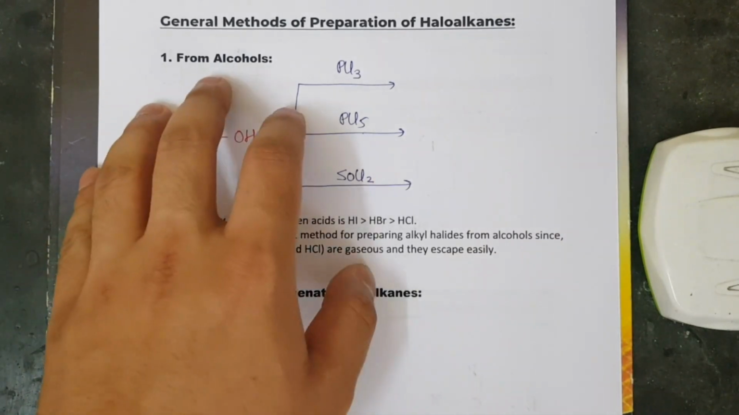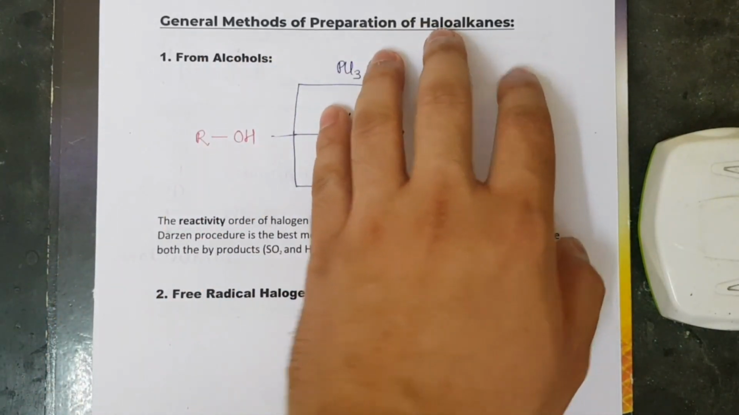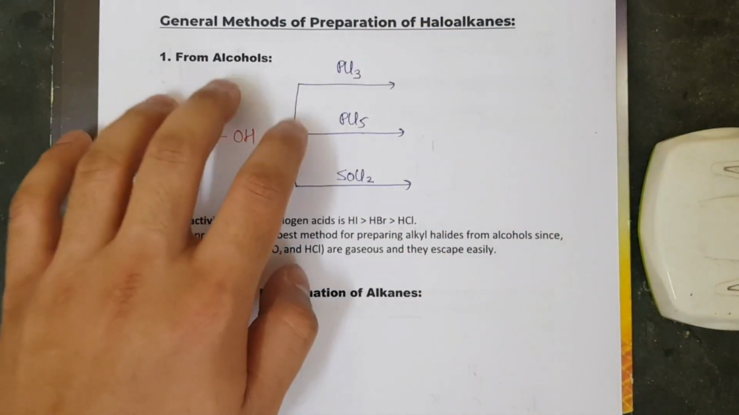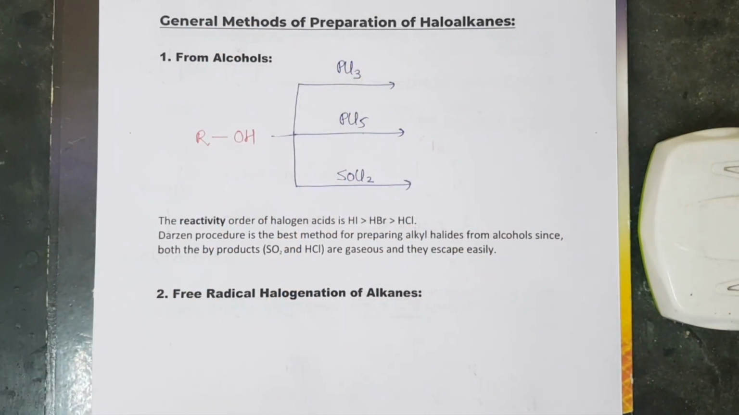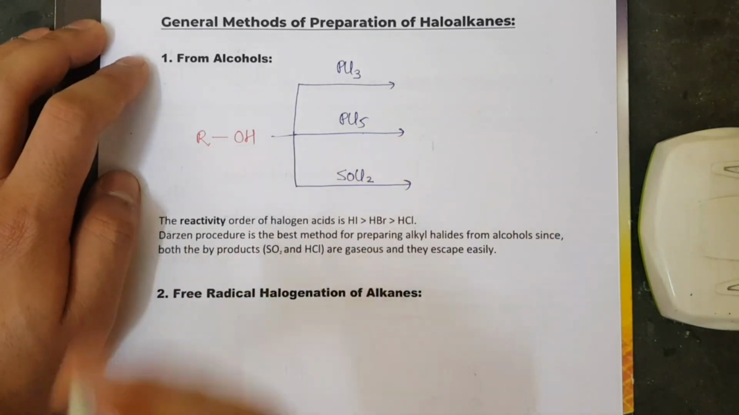So one of the most important topics is the general methods of preparation of haloalkanes. First of all, we have the preparation from alcohols. These three are the important ones from the board point of view and NCERT. So first of all, how do we do it?